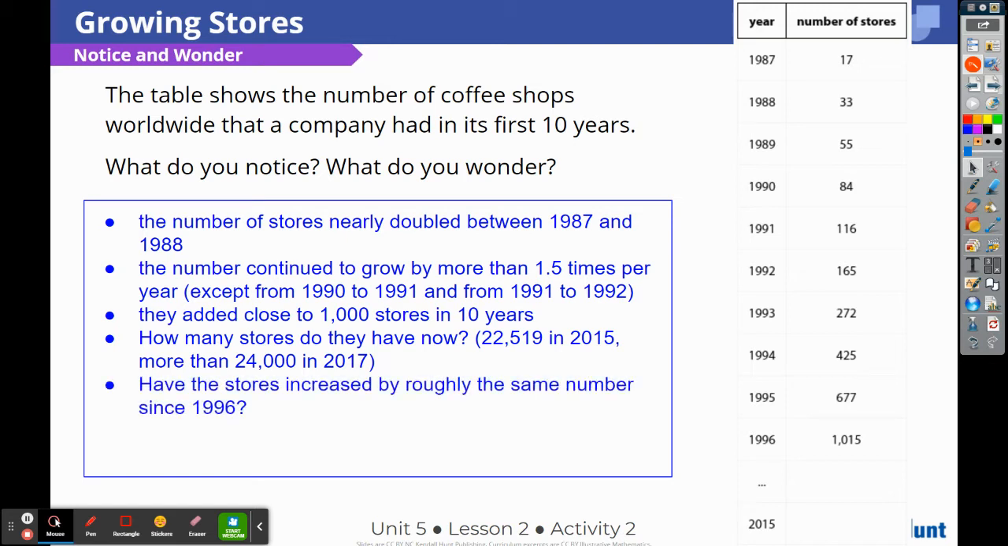You might have wondered how the stores increased by roughly the same number since 1996, if we can't see that trend, okay? Or how was this company able to add so many stores throughout the year? So those are all things that you could have noticed or wondered there. So next we're going to look at an example and look at 2 different plans.